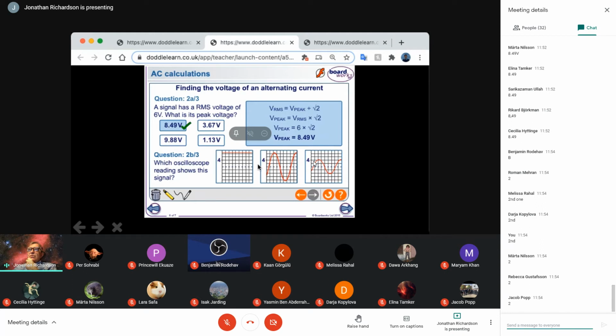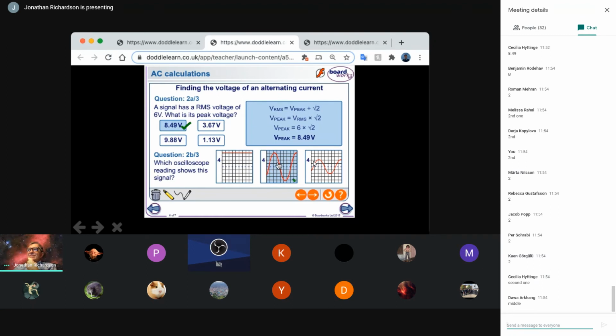I think most of you have got this now. You get what we're going for. So the middle value, the second one, is the correct answer. So now we've manipulated this formula. It looks daunting because there's a square root of 2 in there, but it's not actually that difficult.